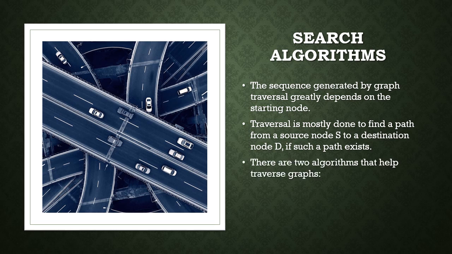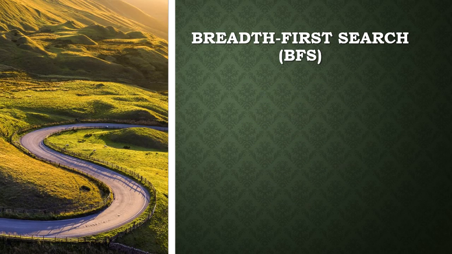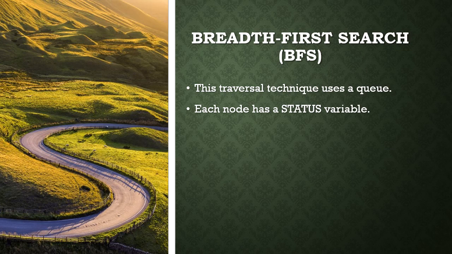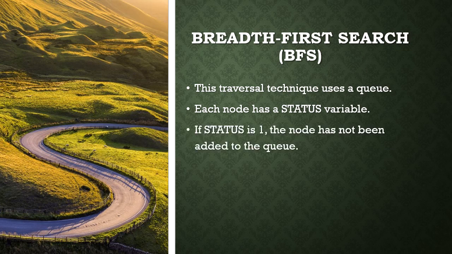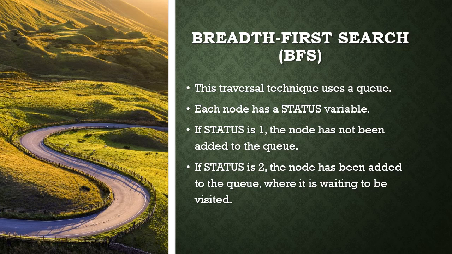There are two algorithms that help traverse graphs. One is called the depth first search or DFS, and the other is called breadth first search or BFS. Breadth first search. This traversal technique uses a queue. Each node has a status variable. If status is 1, the node has not been added to the queue. If status is 2, the node has been added to the queue where it is waiting to be visited. If status is 3, the node has been visited.